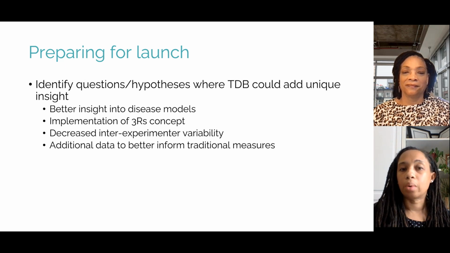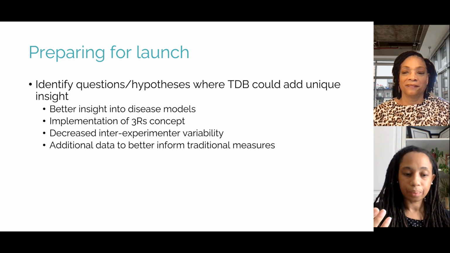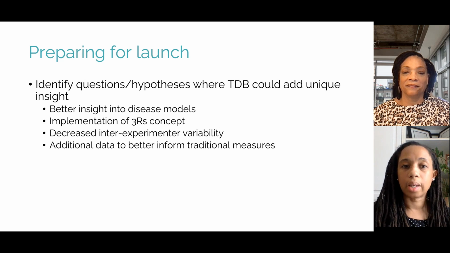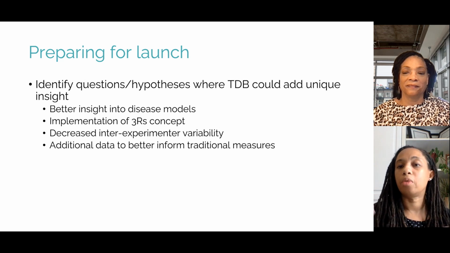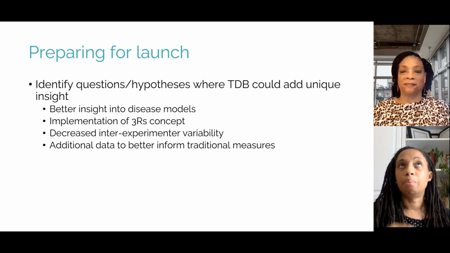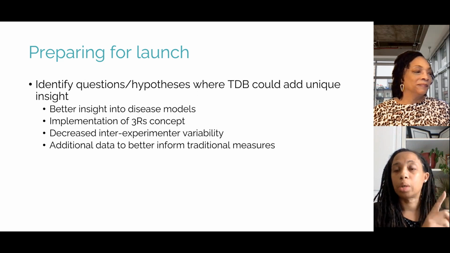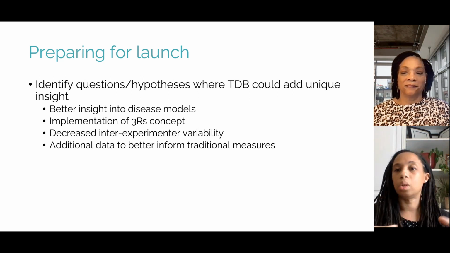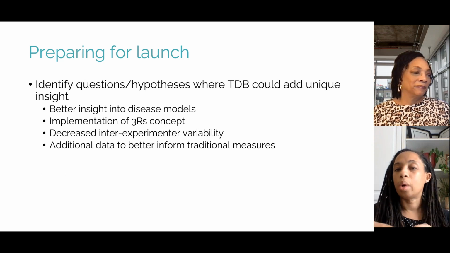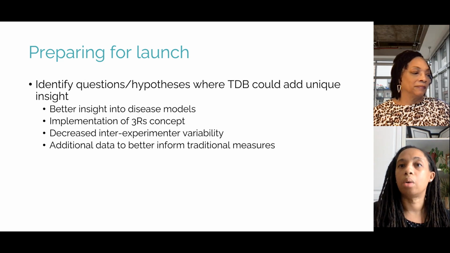Some of the things we had were better insight into disease models, better insight into improving animal welfare, implementing the 3 R's concept, and decreased inter-experimental variability. Also, additional data that will better inform our traditional models. That's one thing specifically with our first project: we've done this traditionally, so how will this new data that we collect help inform what we traditionally have been doing? That's one thing we're really excited about and hoping for.